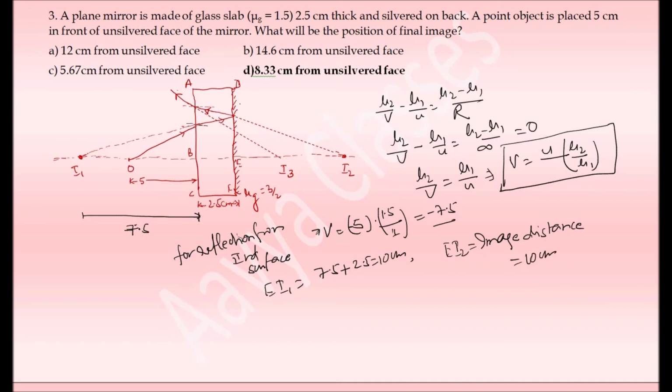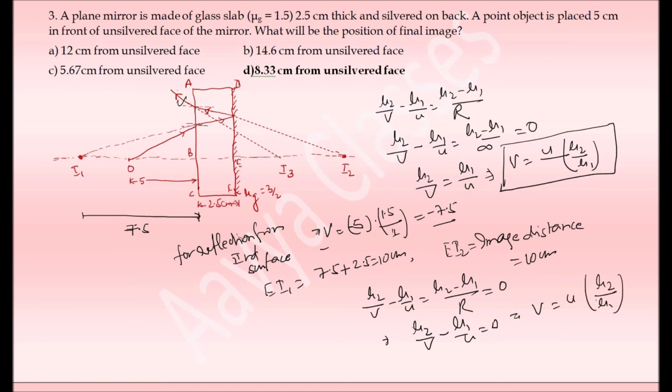Now we will again calculate the refraction from the first surface. So that is, we will calculate this line, and consequently the image will be formed at the point I3. So again we will apply the formula, and our formula is mu2 by V minus mu1 by U is equal to mu2 minus mu1 by R. Here R is again infinity, so we get the second term is equal to 0, and from there we get V is equal to U mu2 by mu1.